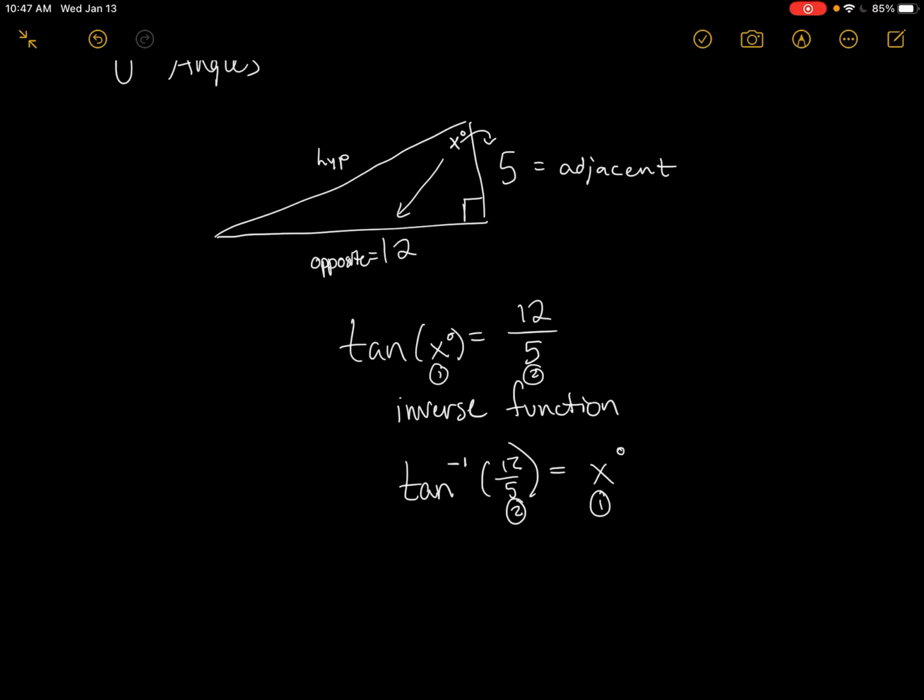The way that you do this in your calculator is you hit that second button and then you're going to hit the tangent button. And what you're going to see is it's going to give you that tangent to the -1. So now you can type in second tangent 12 divided by 5, close your parentheses, and it's going to give you the answer. And it's going to say it's like 67.38.